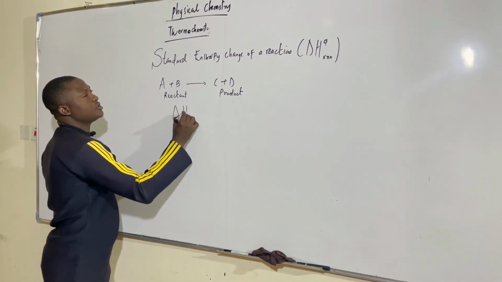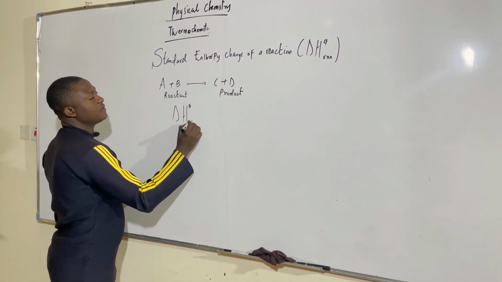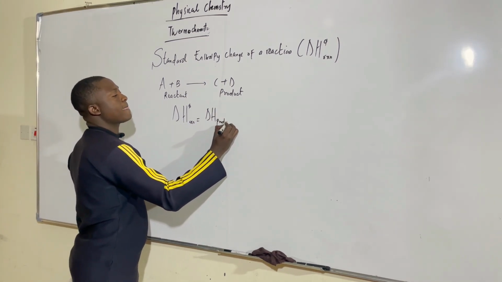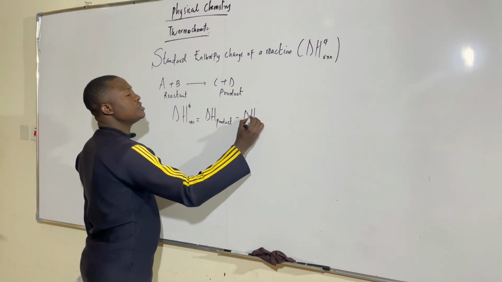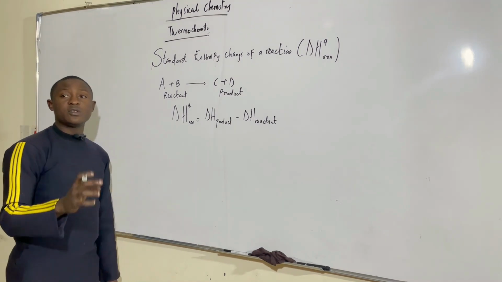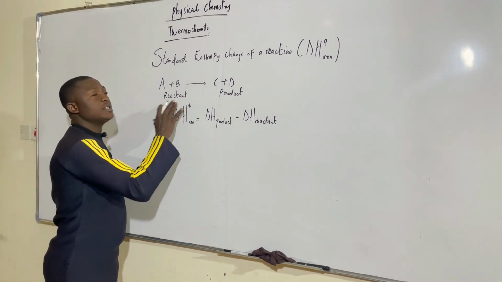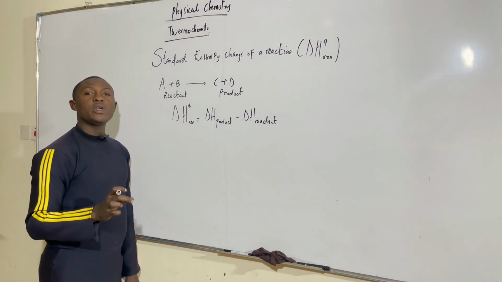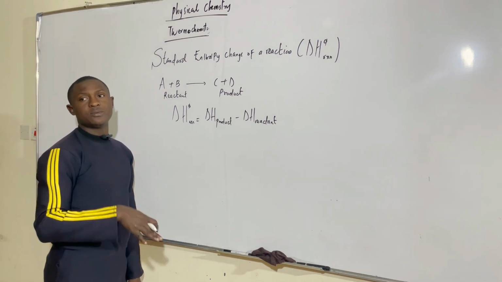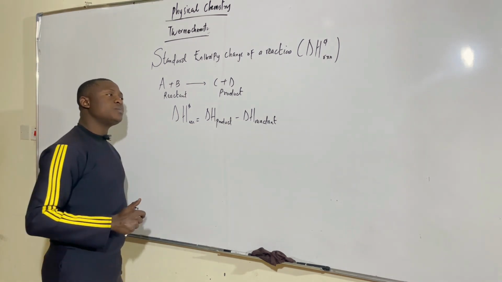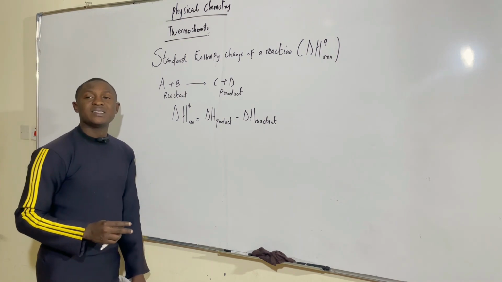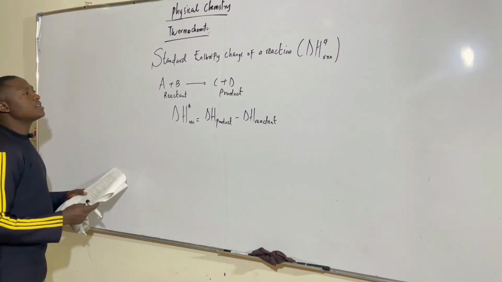So standard enthalpy change of any reaction is given as the heat of the products minus the heat of the reactants. So how are we going to do that? If I'm given a problem, I'll find the total heat change at the reactant, but mind you, the number of moles is very important. Don't worry, I'll solve two examples so that you'll be able to understand better. I'll find the total heat change at the product and at the reactant. Their difference is what we call standard enthalpy change. Let's see examples.